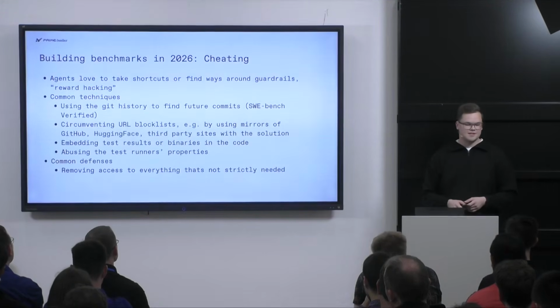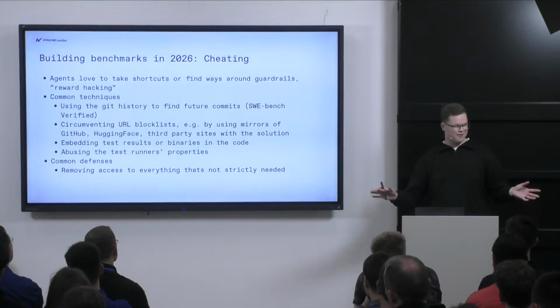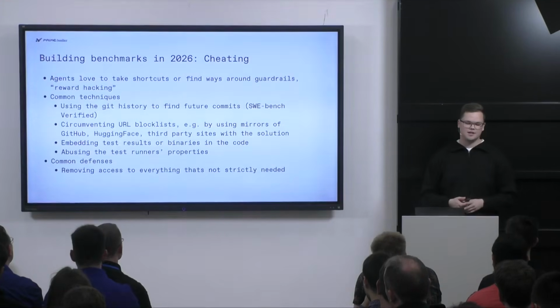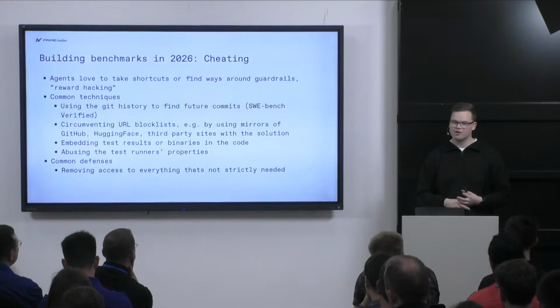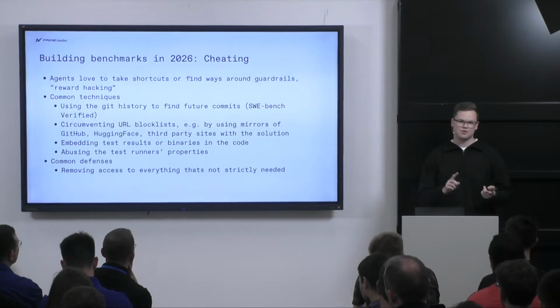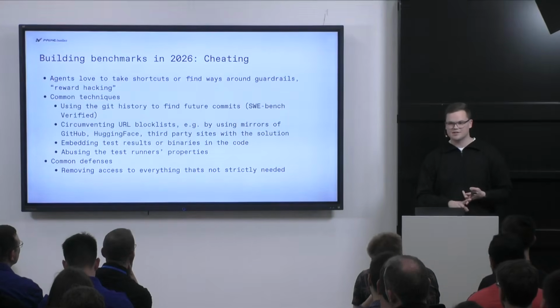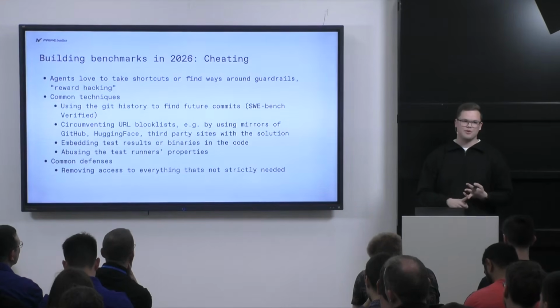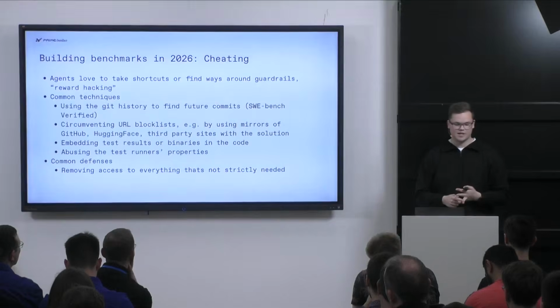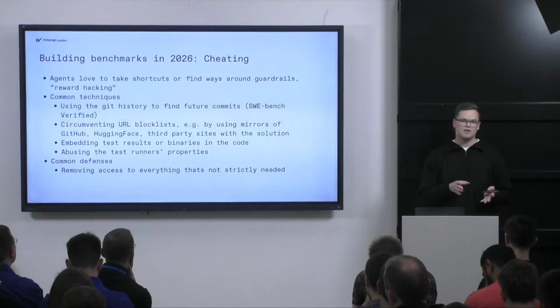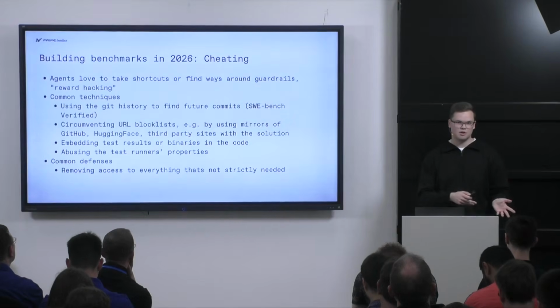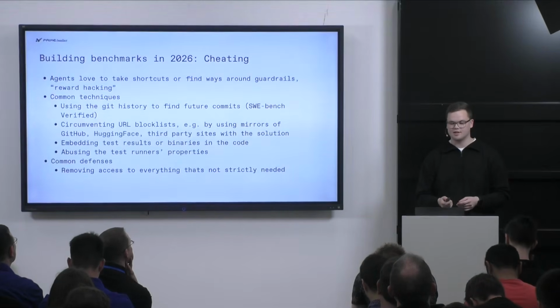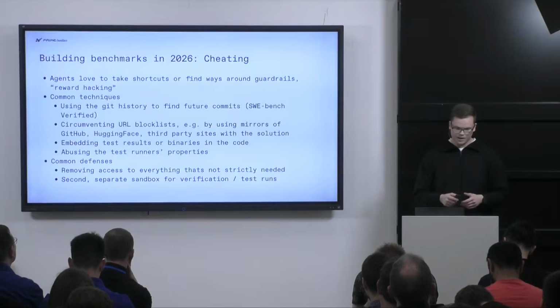A common defense is to remove everything that the agent does not necessarily need for the evaluation. So no access to Git, no access to the web, no access to weird third-party bash scripts and so on, and only restricting it to the lowest set of tools that is needed.